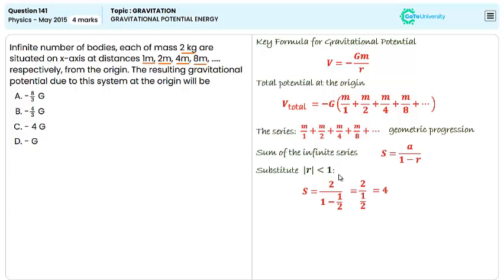The total gravitational potential at the origin is calculated as V_total = -G × S, which is nothing but -G × 4. So the correct answer is option C, -4G.